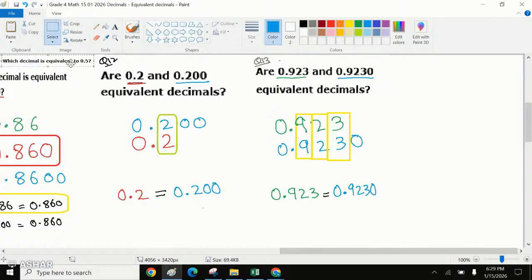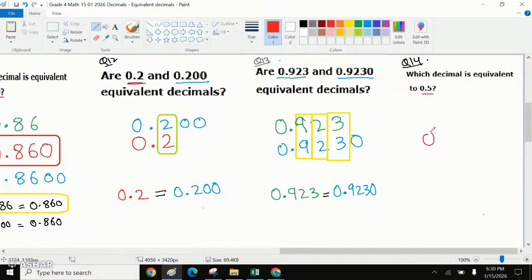Okay, the next question says, which decimal is equivalent to 0.5? Let me just realign this. Sorry. If I just put it over here, and let's see. Can you give me a decimal number that is equivalent to 0.5? Yes, May, they are equal. Rowan, just this last question, then we are going to the test. So the question is saying 0.5. Can anyone give me an equivalent decimal to 0.5?